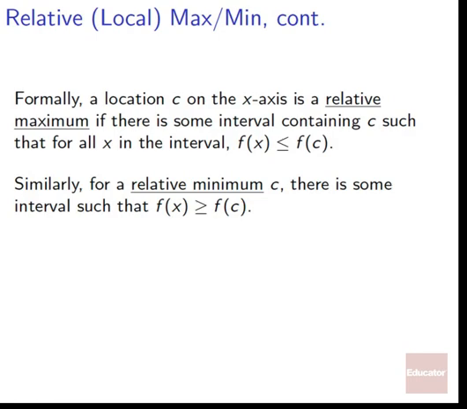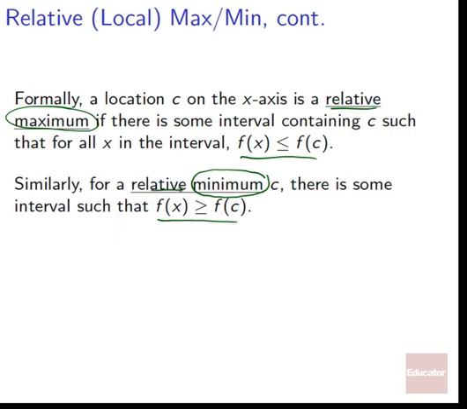In its neighborhood, C is the highest guy around. It is greater than all of the other guys. Similarly, for a relative minimum, there is some interval such that f of x is going to be less than or equal to f of c, right? So in its neighborhood, it is the lowest guy around. So lowest guy around makes you a minimum, highest guy around makes you a maximum. That is to say, a relative maximum or a relative minimum.